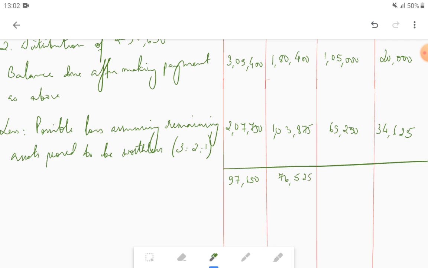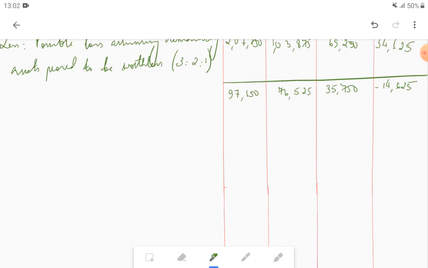So partner A, 1,80,400 minus 1,03,875, positive figure of 76,525. In case of partner B, 1,05,000 minus 69,250, we're getting a positive figure of 35,750. In case of partner C, it is 20,000 minus 34,625. I'm getting a negative figure of 14,625. So there is a deficiency of partner C.